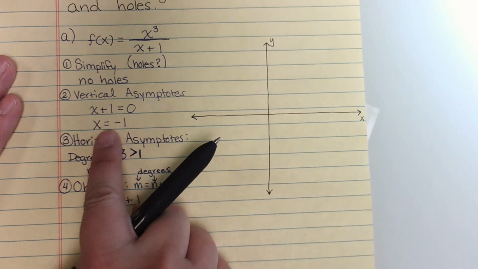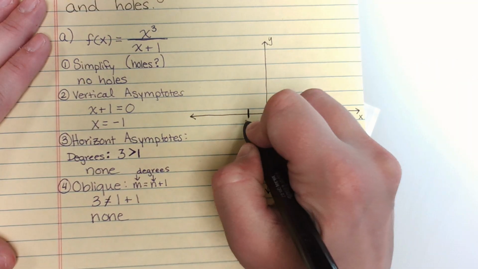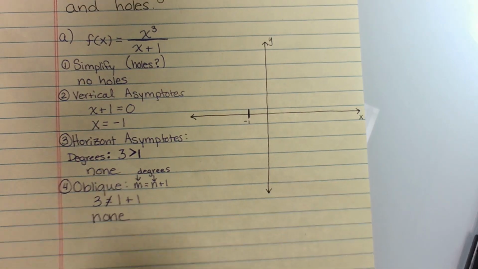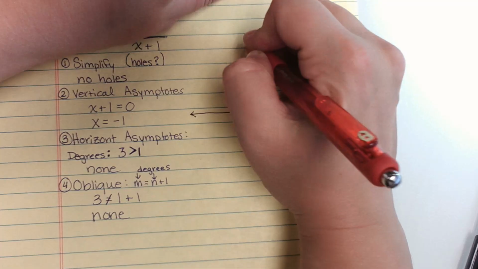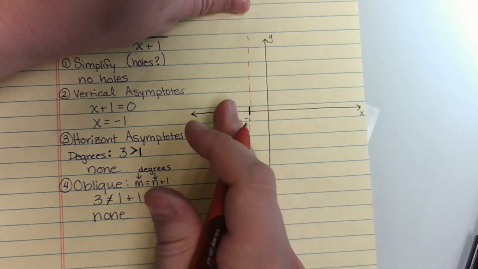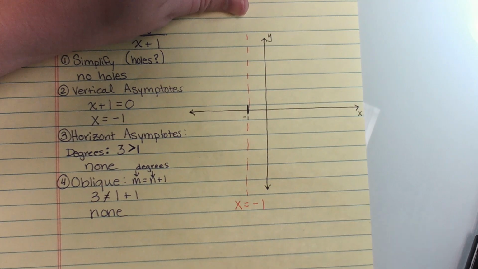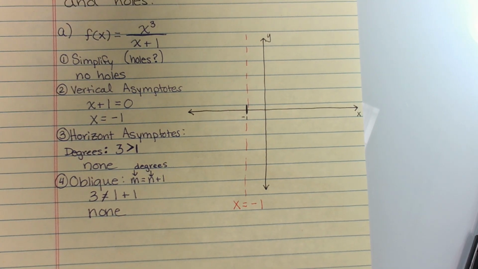I have 1 vertical asymptote at x equals -1. So I go here, I'm going to call that -1, and I am going to put my vertical asymptote in. I have room to the left of it, I have room to the right of it. I make sure to label it on the graph, x equals -1.